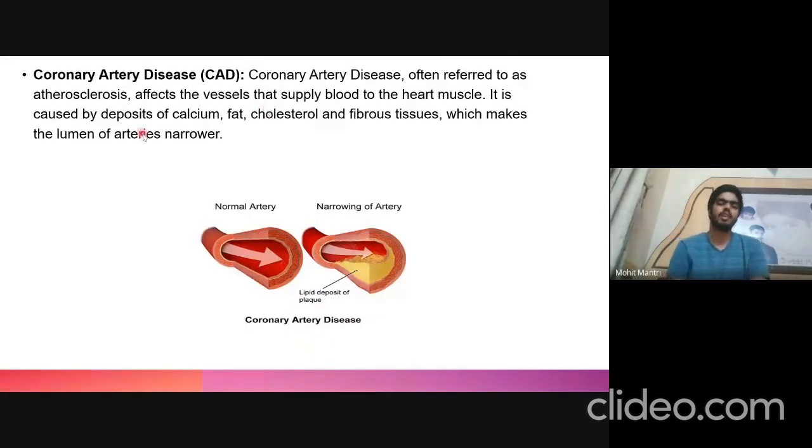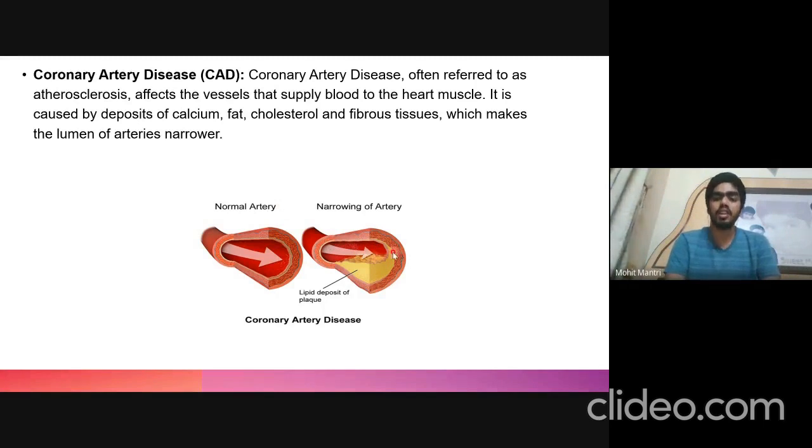Then comes the coronary artery disease, and it is also referred to as atherosclerosis. And there is another phenomenon which is known as arteriosclerosis. So in this, what happens is the lumen of the arteries decreases because of the deposition of either calcium or fat or cholesterol and other fibrous tissue, which makes the arteries' lumen narrower and also more stiff. So these are not able to conduct the blood properly.